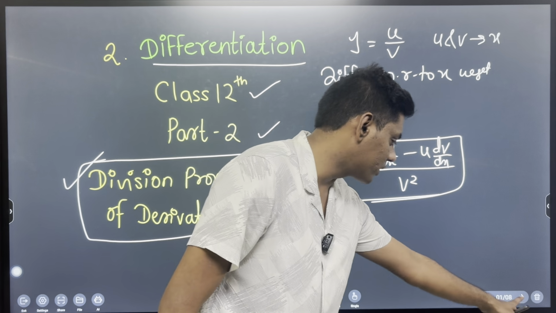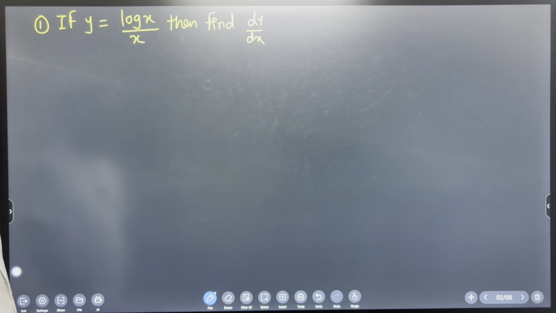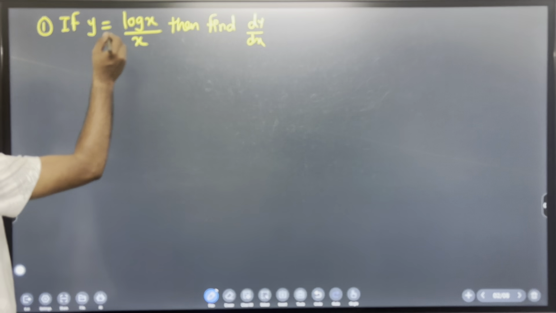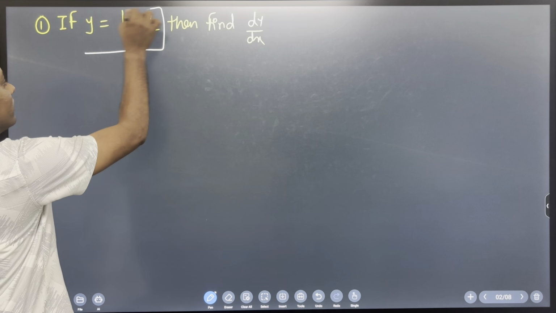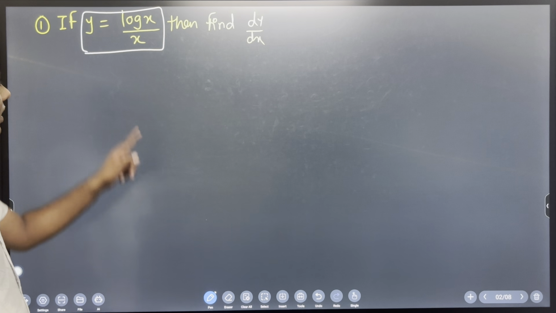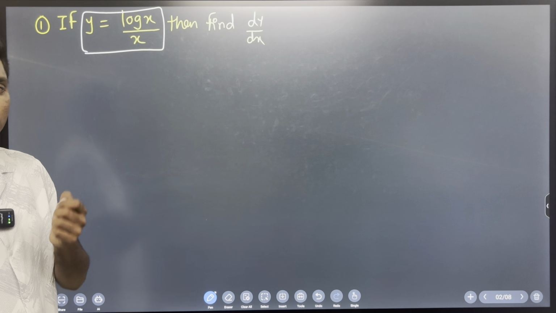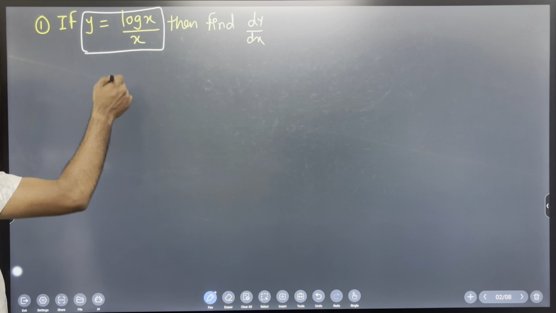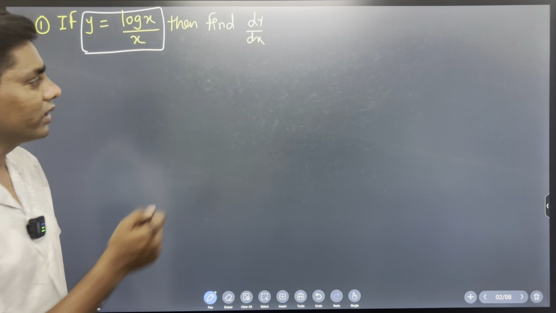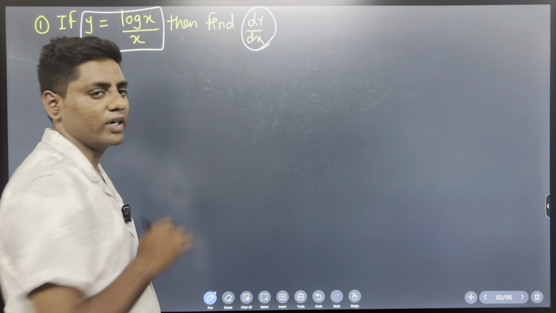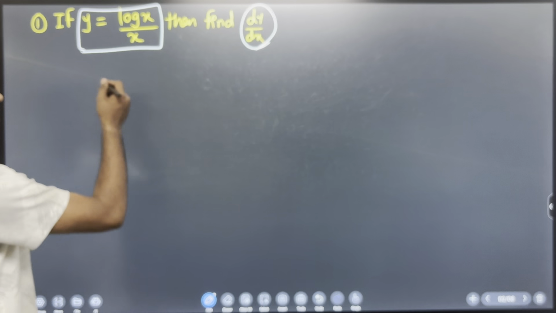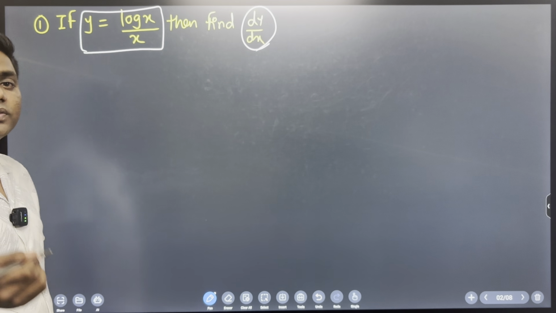Okay, let's we start. The question number first. Here y is given the function of x, and now there are two x terms. One is log x, another is x, and both are at the division. So for that we solve the derivative, and what we have to calculate is dy by dx. So how to calculate? Very simple, using the division property of derivative.